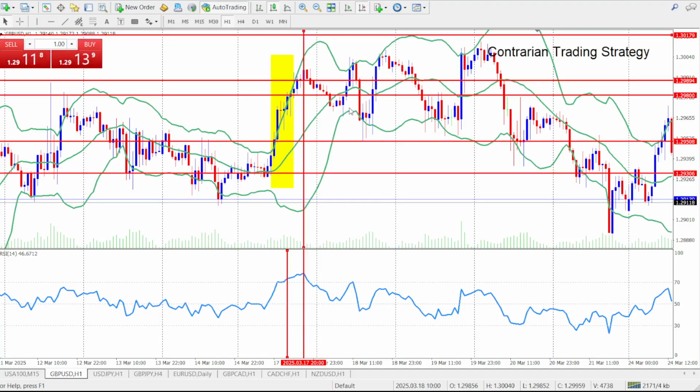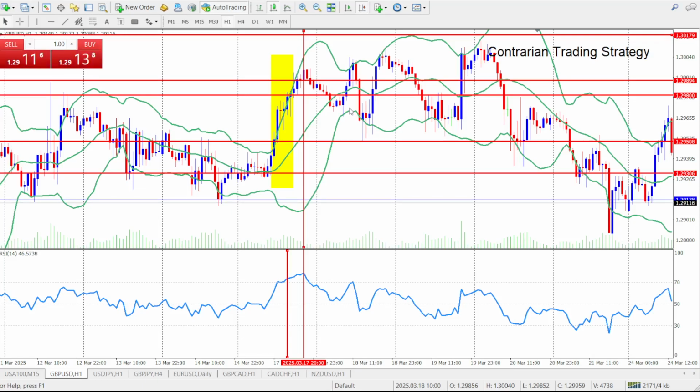Okay. So now this strategy has its benefits and its challenges, of course. The strategy comes with some advantages, including the fact that it identifies high probability reversal points, and then it helps traders avoid emotional decision making.